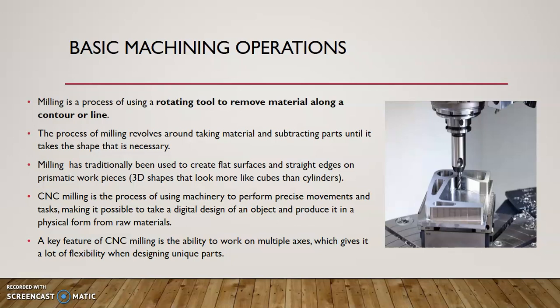Right? So CNC milling is the process of using machinery to perform precise movements and tasks, making it possible to take a digital design of an object and produce it in a physical form from raw materials. Now, a key feature of CNC milling is the ability to work on multiple axes, which gives it a lot of flexibility when designing unique parts.